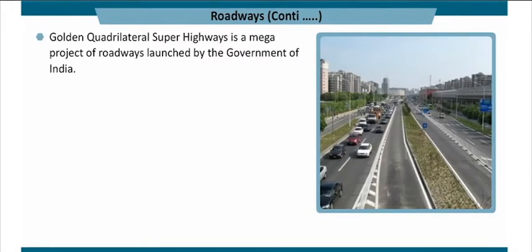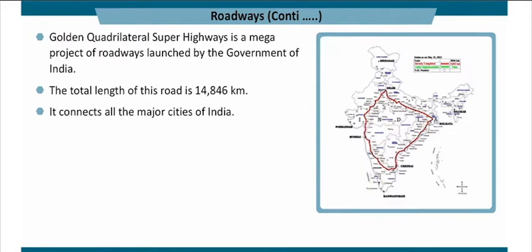Roadways. Golden Quadrilateral Superhighways is a mega project of roadways launched by the Government of India. The total length of this road is 14,846 kilometers. It connects all the major cities of India.